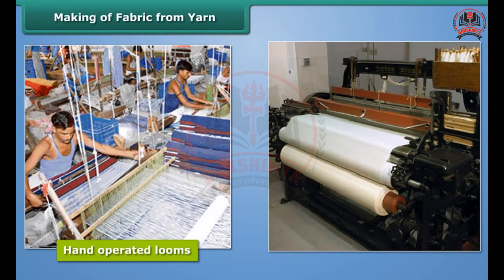Let us learn weaving. You also can make a mat with a few thin ropes. Take a few ropes of yellow and blue color. Weave the yellow and blue strips one by one as shown. Similarly, two sets of yarn are woven to make a fabric.